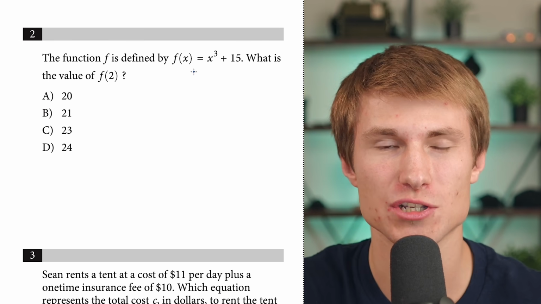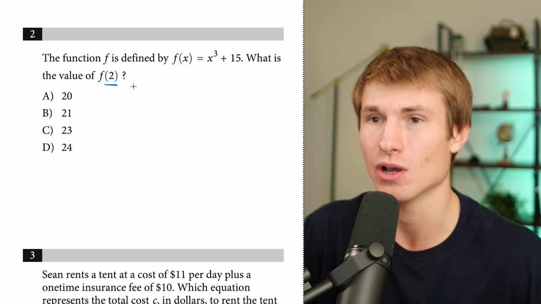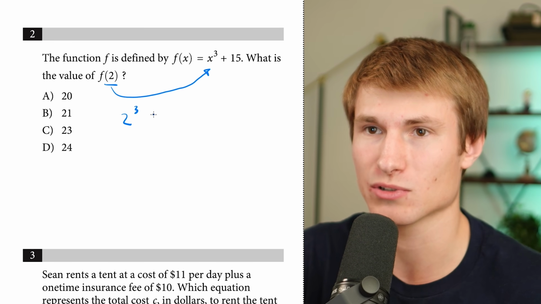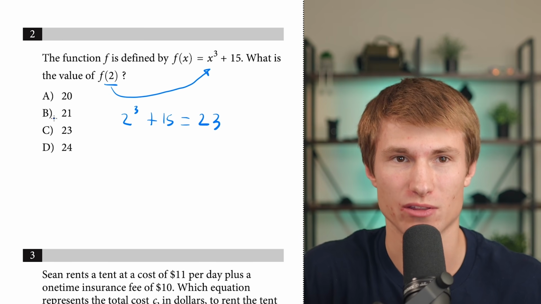Question 2 states the function f is defined by f of x is equal to x cubed plus 15. What is the value of f of 2? In this case, all we have to do is plug in 2 for x, and we're going to get 2 cubed, which is equal to 8, and we have to add 15 to that. So 8 plus 15 will leave us with 23, so our answer is C.